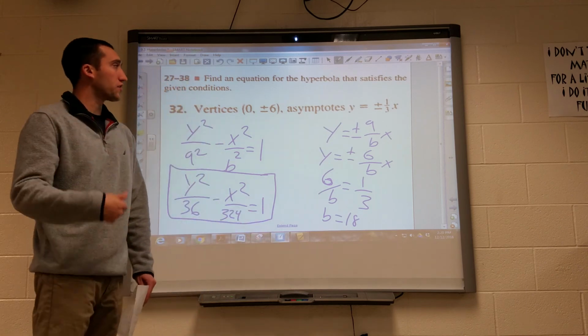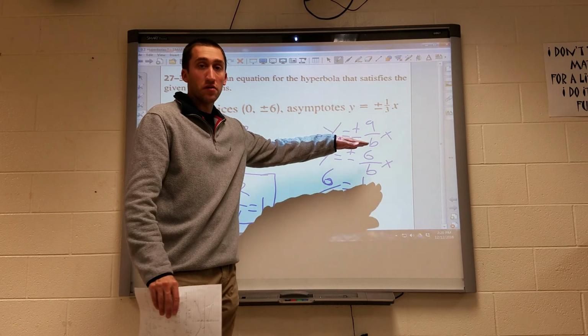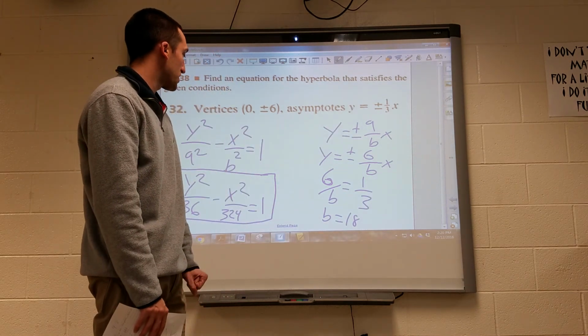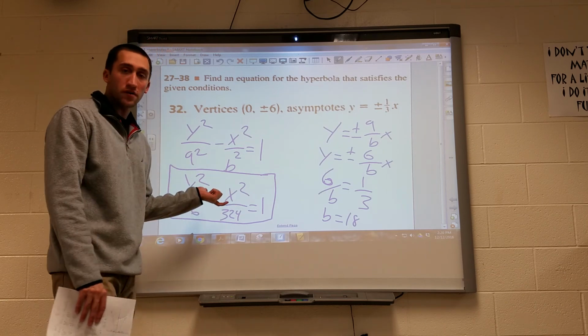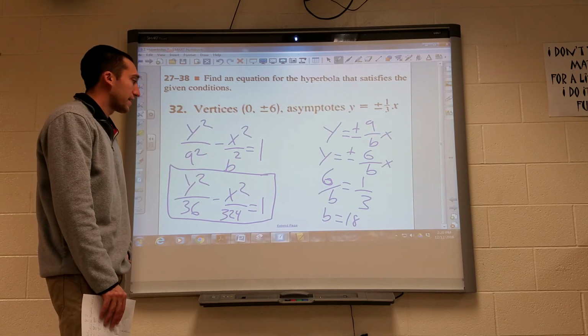So we basically just took everything we knew. We knew our a, we know the general equation for our asymptotes, and we work backwards to find our b value, which is important because our equations have to have a squared and b squared in them.